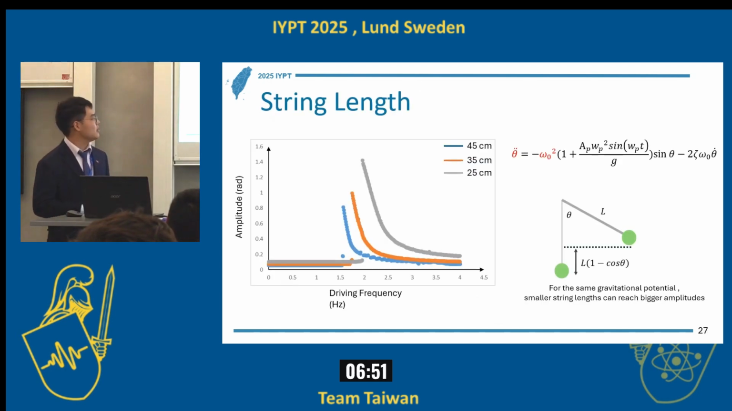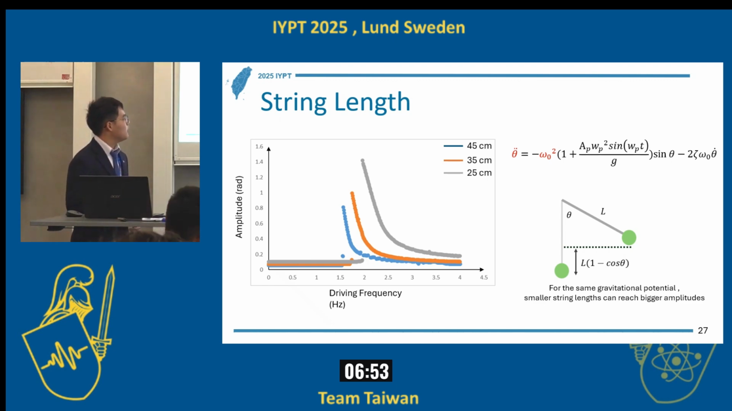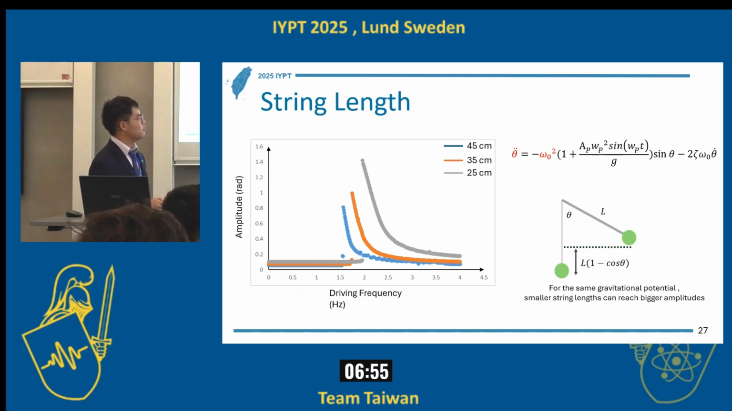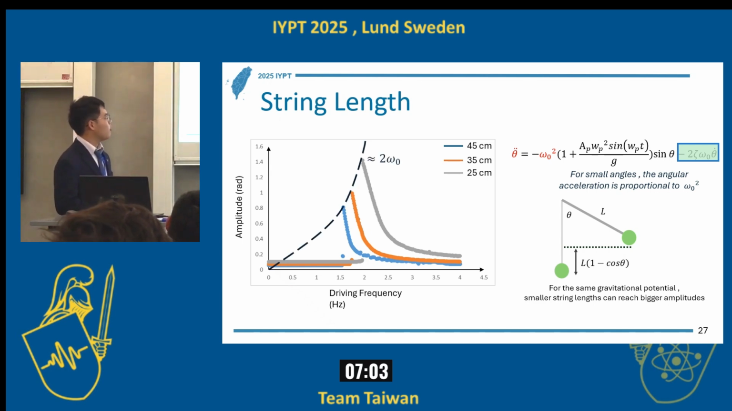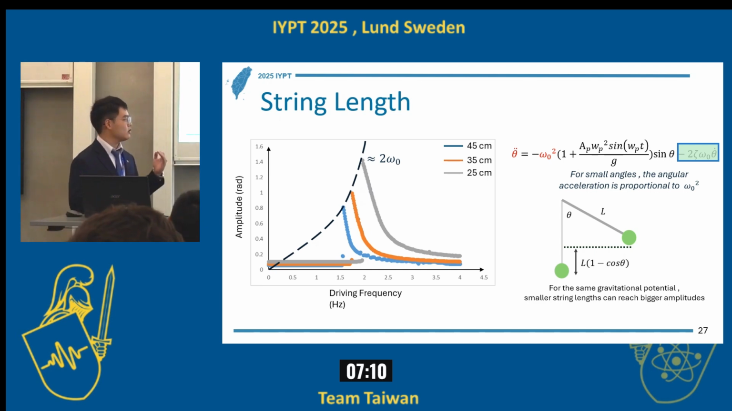We can then investigate the effects of the string length. For small angles, the angular acceleration will be proportional to omega 0 squared. If we assume that at the stable state it is close to a sine function, this should be a cubic function. While for a simpler explanation, at 25 centimeters, because the string length is very small, it has less gravitational potential, so it can reach greater amplitudes.